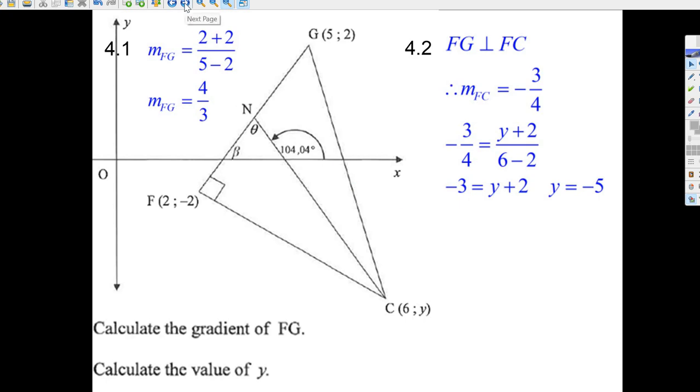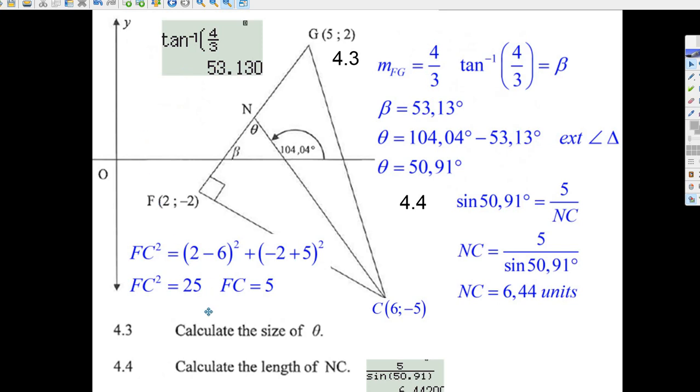Maybe we can do the rest of this all in one video. We did that pretty quick. Calculate the size of theta, 4.3. Well, we know the gradient of FG. They told us it was 4 over 3. Now, if you go shift tan of 4 over 3 of this gradient, you get beta, the angle of inclination. That's what it's all about. So you go shift tan of 4 over 3. That's 53.13 degrees in my calculator.